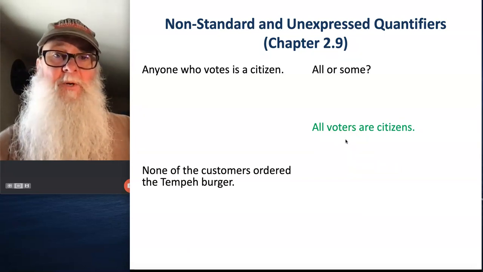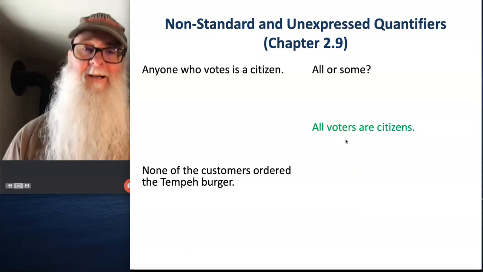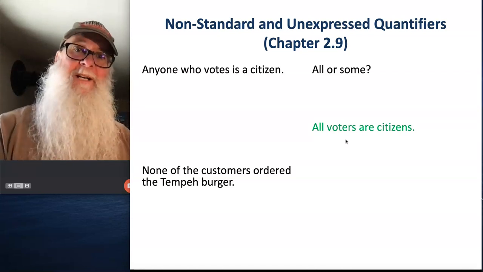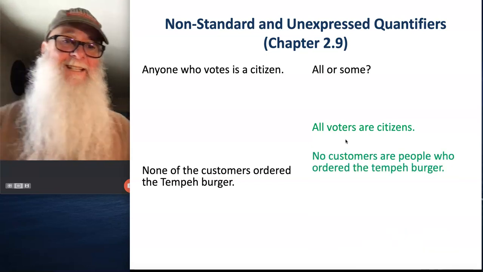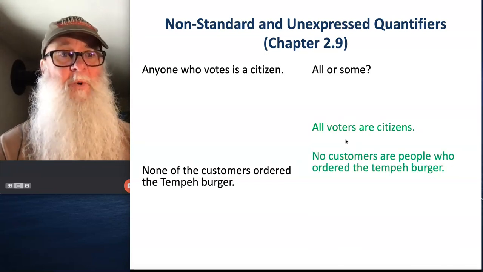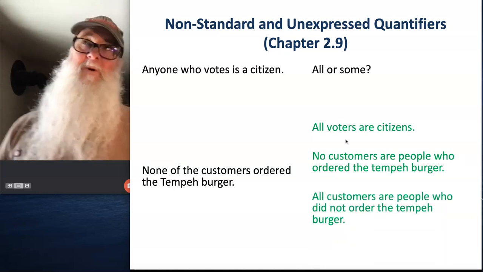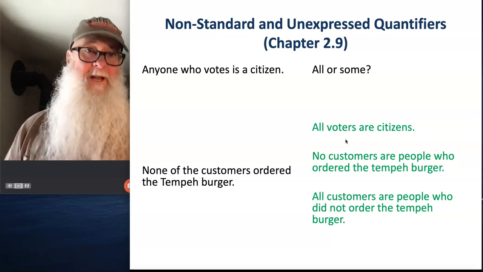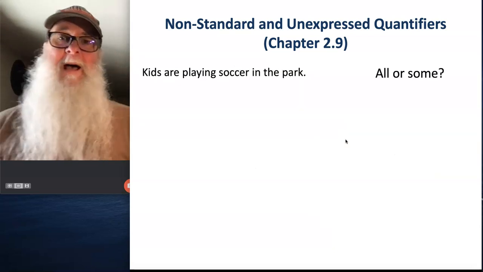None of the customers ordered the tempeh burger. I wonder why. Okay? So is this telling us about all of something or none of something? It's telling us about none of them. No customers are people who ordered the tempeh burger. Or we could do the inversion of that: all customers are people who did not order the tempeh burger.